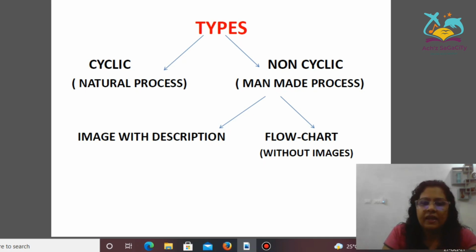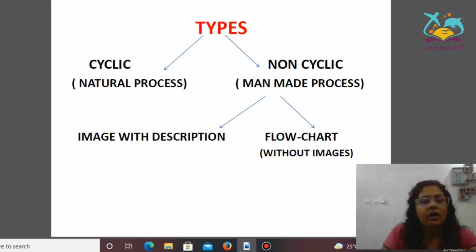So under the non-cyclic, we can just see two types. That will be image with description. Sometimes they will give some process diagram with picture and also the description. And the other type is without image. They will just give flow chart. Without images, they will give the direction arrows with the description in the boxes and all. Mostly the procedures they will give in this type. The admission procedure in a hospital or admission procedure in a college, like that thing coming under flow chart.